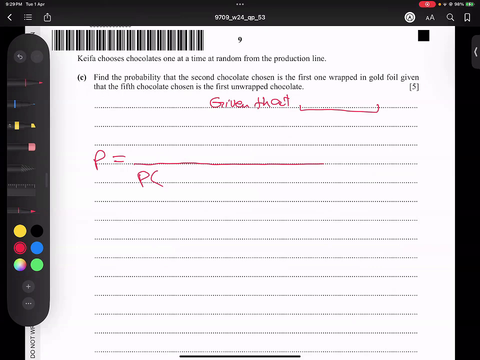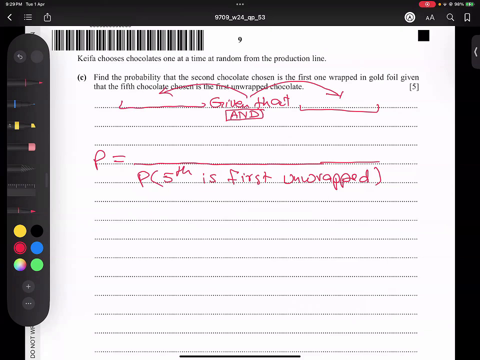So the probability that the fifth chocolate is the first unwrapped chocolate. I taught this in my previous lectures: whenever "given that" comes, whatever is after "given that" goes directly in the denominator. And before "given that", whatever we have, we write the word "and" and read them together. We will not read "given that" anymore.